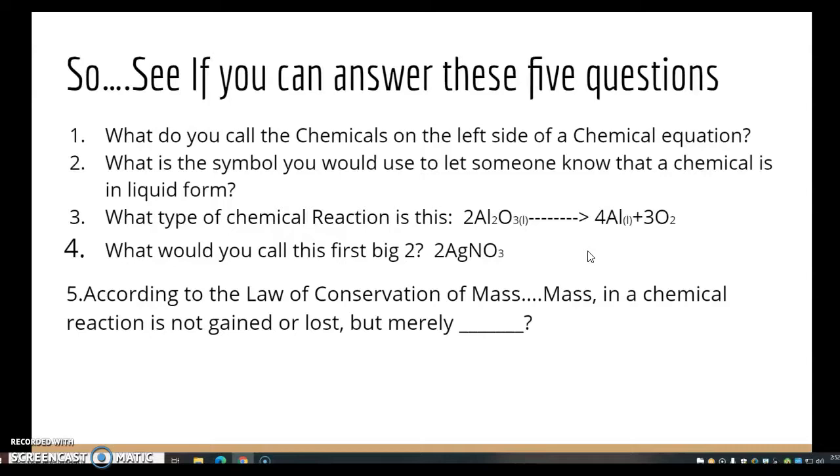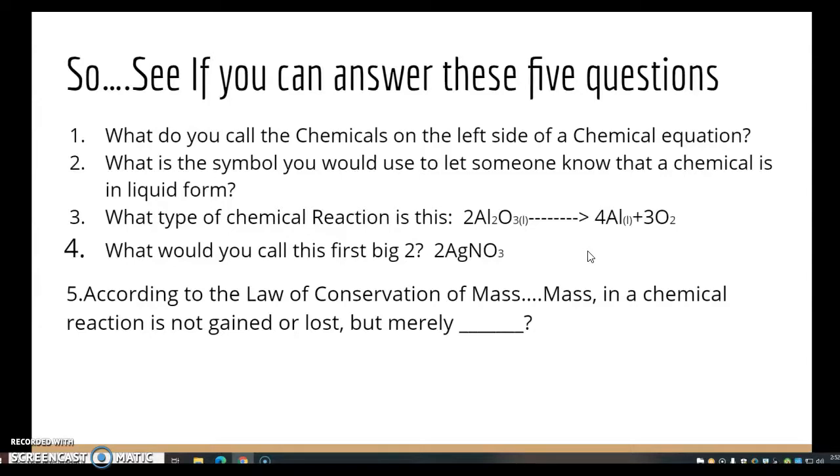Here we go. What do you call the chemicals on the left side of a chemical reaction? Those are called the reactants. Okay, the chemicals on the right side of a chemical reaction are the products. Number two, what is a symbol that you'd use to let someone know that a chemical is in liquid form? You would use parentheses L if it's pure. If it's been watered down, you'd use parentheses AQ.